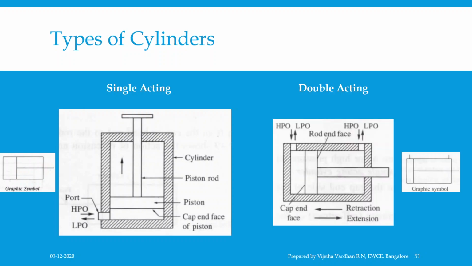The second type is called double acting cylinders. Cylinders wherein both extension and retraction are due to high pressure oil, abbreviated as HPO, are called double acting cylinders, and the high pressure oil acts on both the surfaces of the piston, which you can see on the right hand side in the slide.